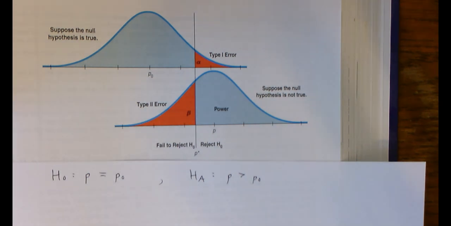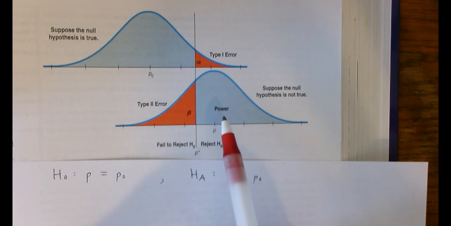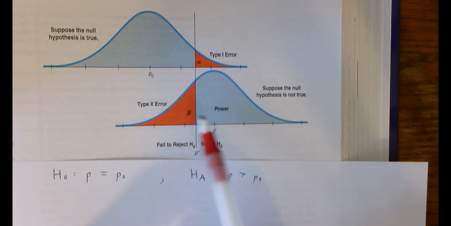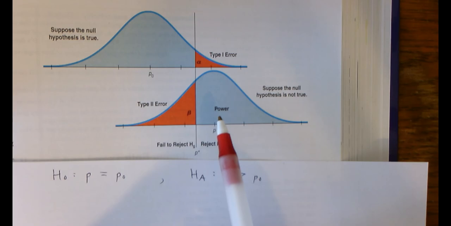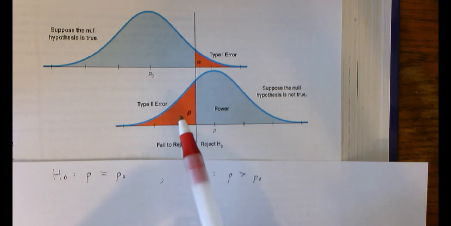Because the total area under the curve is 1, the area of this region over here in blue is 1 minus beta, and that's the power of the test. Remember, that's the probability of correctly rejecting a false null hypothesis. So it's the likelihood of avoiding a type 2 error.